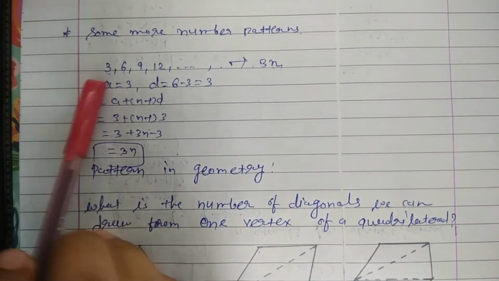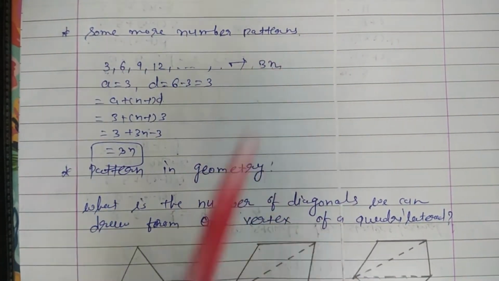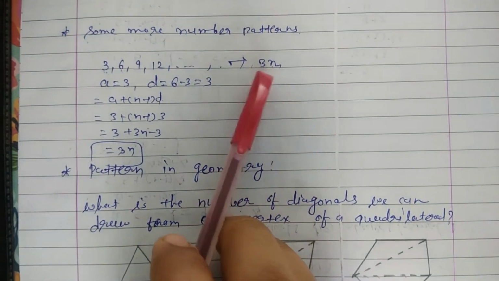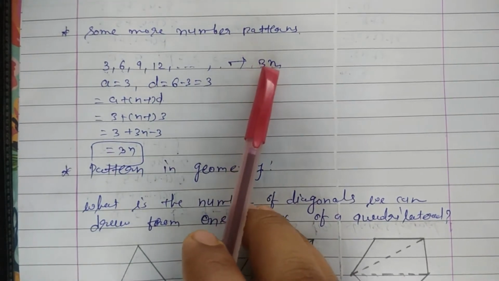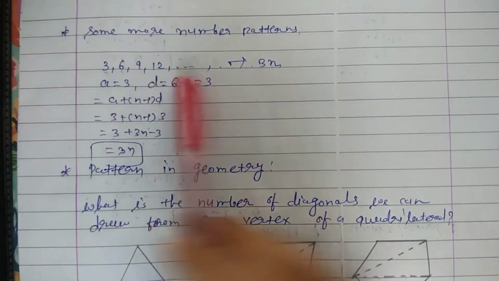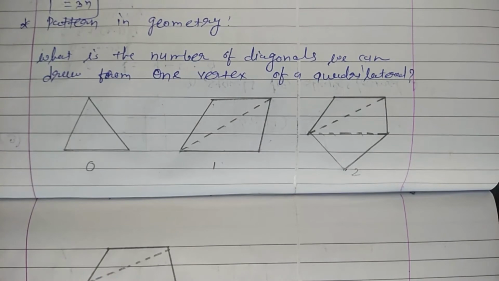So here, for the first term we have to take n is equal to 1. For the first term n is equal to 1, so 3 multiplied by 1, that is 3. For the second term, 6, we have to take n is equal to 2, that is 3 2s are 6, and so on. Next, patterns in geometry.